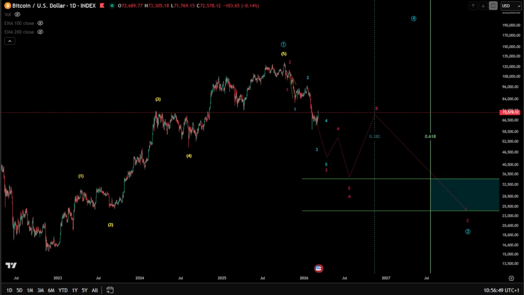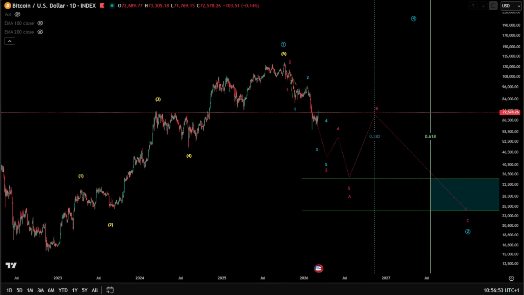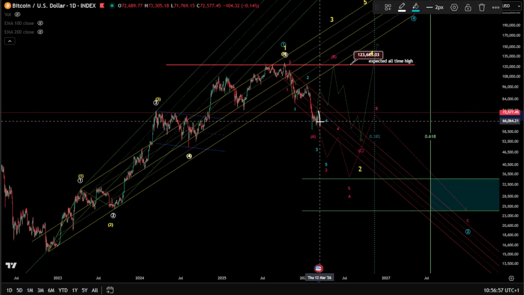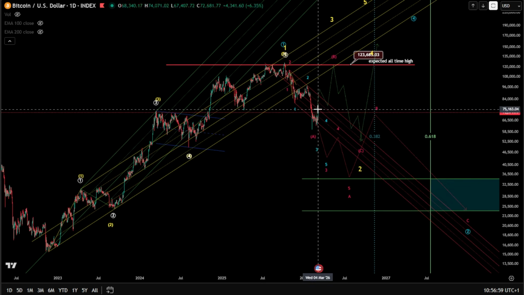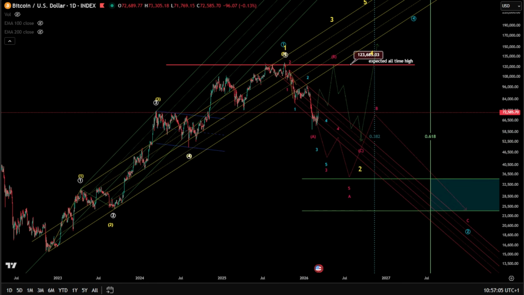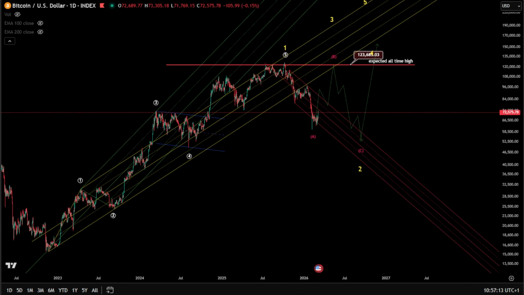The deep correction is out of the scenario right now. I cannot talk about it before breaking the base channel again. If we don't see a weakness there, I cannot talk about it, and if we don't break this base channel, we cannot really mention it. So it's very likely, with a much higher possibility, that we are unfolding this regular flat right now, or something like an expanding flat.